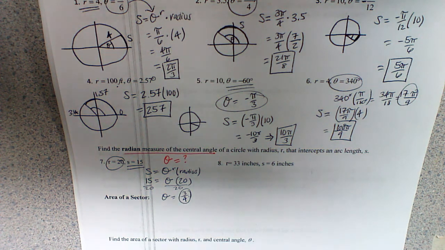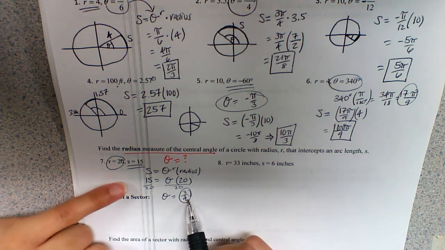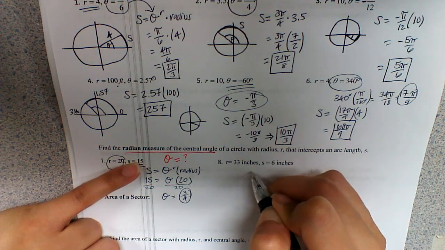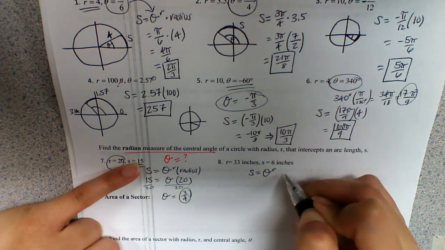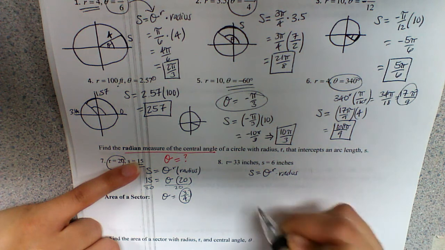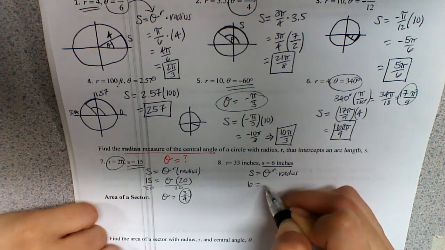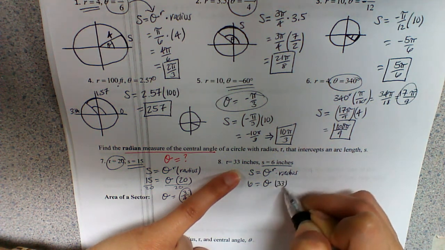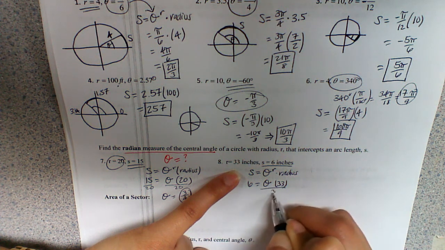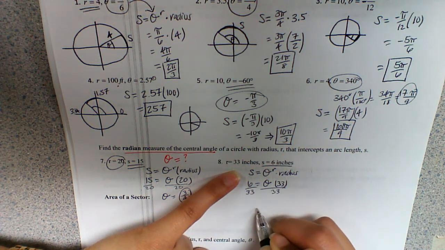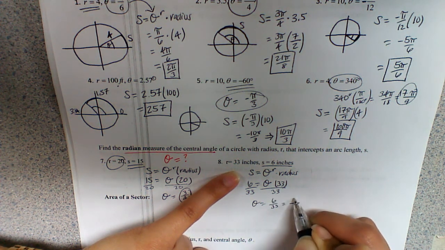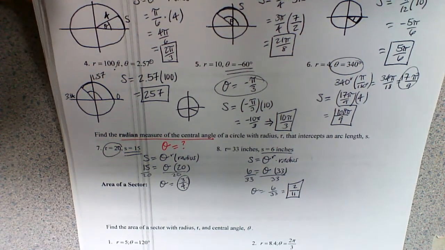And we can go ahead and leave our answer that way. If we need to, however, ever change it to degrees, we can do that very simply, just like you normally would. Okay, number 8, very similar. S equals theta in radians times your radius. Let's go ahead and fill in what we have. So S we know is 6. Theta we don't know, but radius is 33 degrees. So go ahead and divide by 33 on both sides. And so I have theta equals 6 over 33, which we know is 2 over 11. And because it's in radians, I'm going to go ahead and keep it, and we're good to go.